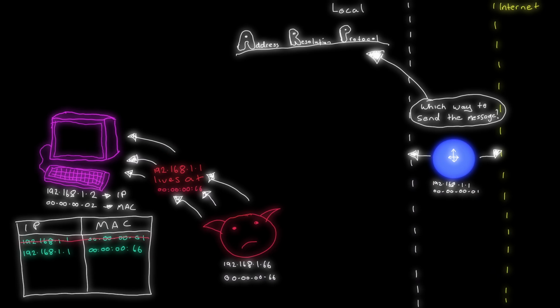If I can control what's in that table, then I can control where the traffic goes. Your machine thinks it's talking to the router, but it's actually talking to me. And that's how those credentials from earlier ended up on my screen. So let's do it.